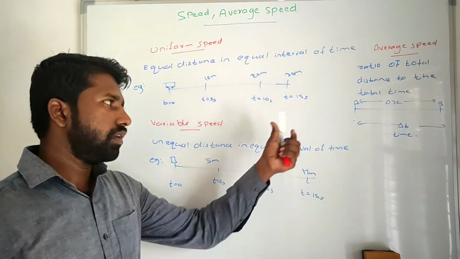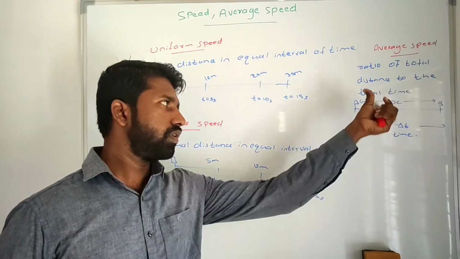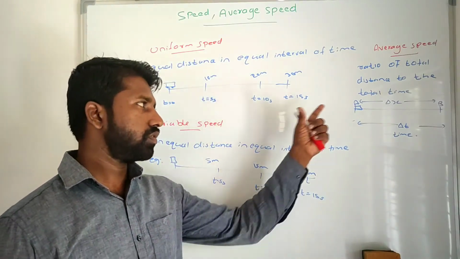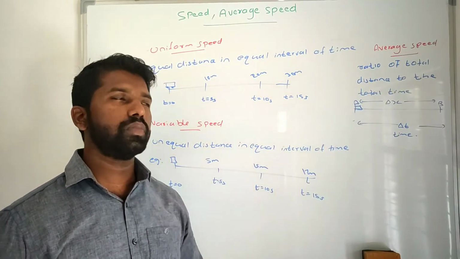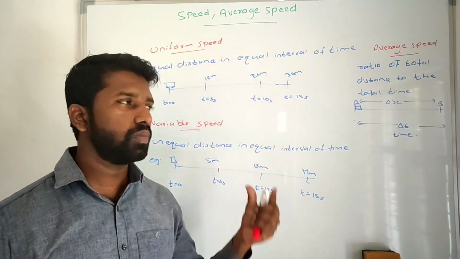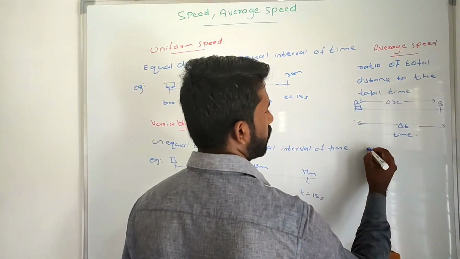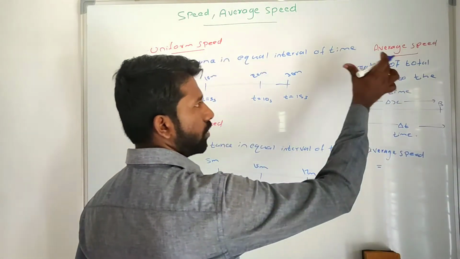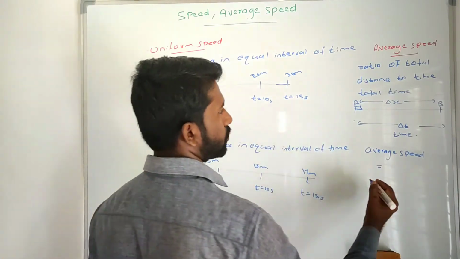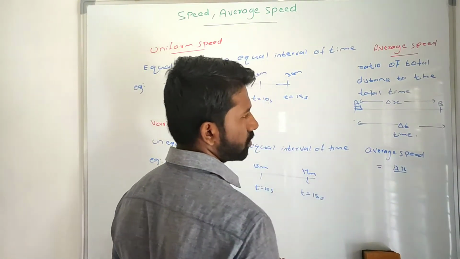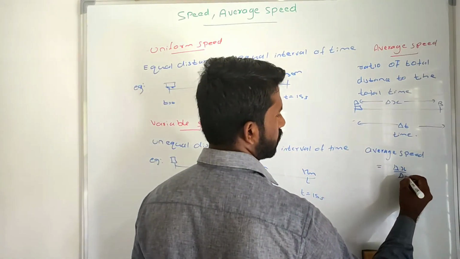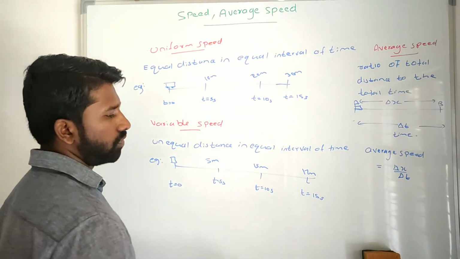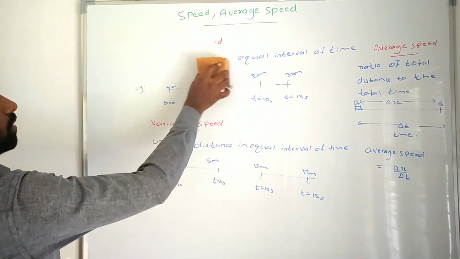So in between A and B, this object is moving with variable speed. So what is the total distance it is covered? It covered delta x and the total time is delta t. Then we can say average speed is a ratio of total distance divided by total time. So what is the total distance here? That is delta x. What is the total time? That is delta t. This is about the average speed. Next we will see what is instantaneous speed.